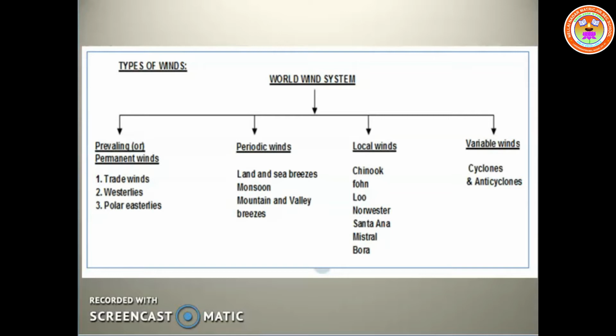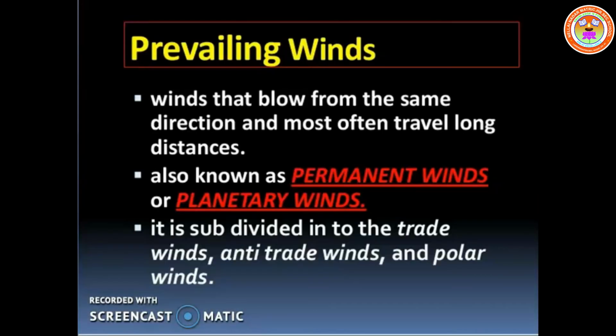First one, planetary winds. The winds which constantly blow in the same direction throughout the year are called planetary winds. They are also called permanent winds or prevailing winds. These winds include trade winds, westerlies and polar easterlies.